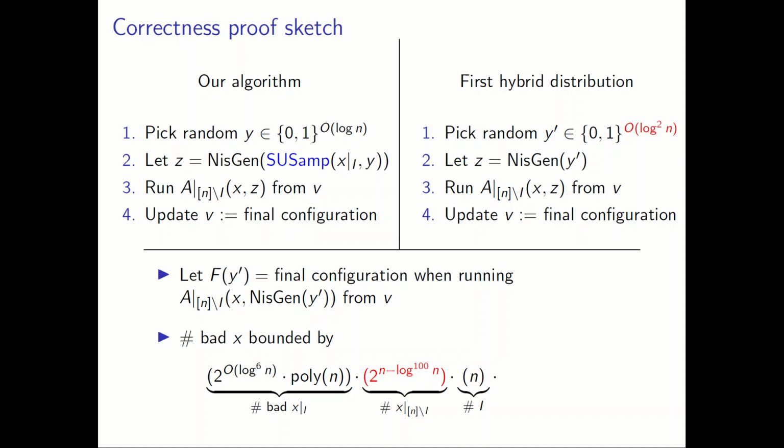Then we better union bound over all possible locations of I and all possible configurations that we're starting in. But still, this is much, much less than 2 to the n, the number of possible inputs. So for the vast majority of x's, these two distributions are statistically close.